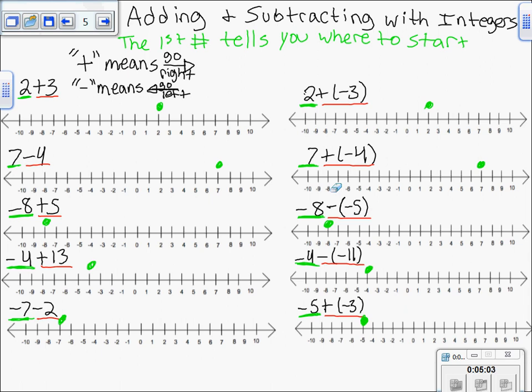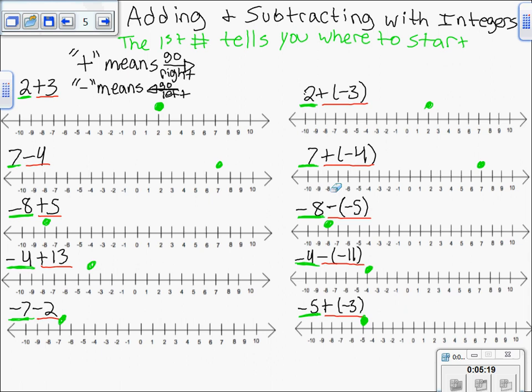So let's actually try this. Let's just keep it simple. We'll ignore the ones that have extra negatives in them. Okay, so let's see. The first question, positive 2 plus 3. That tells us start from positive 2. So we have our green dot, and it's already there. So we're at positive 2.